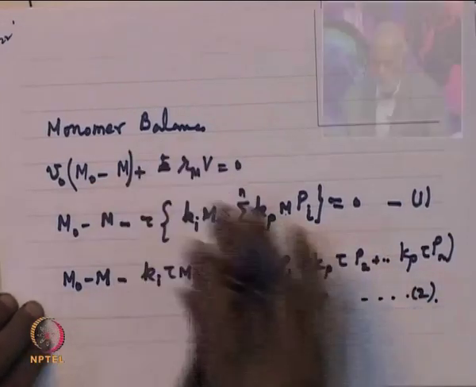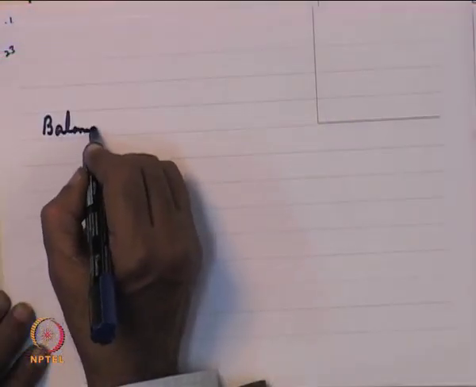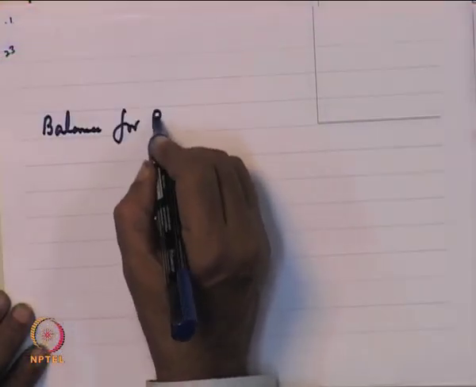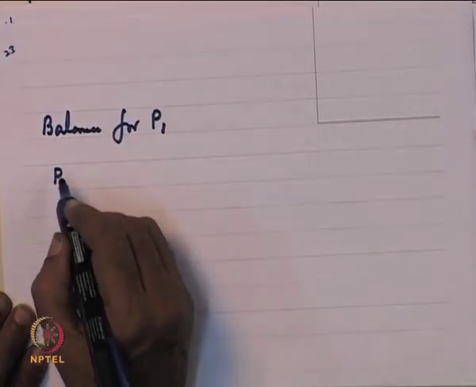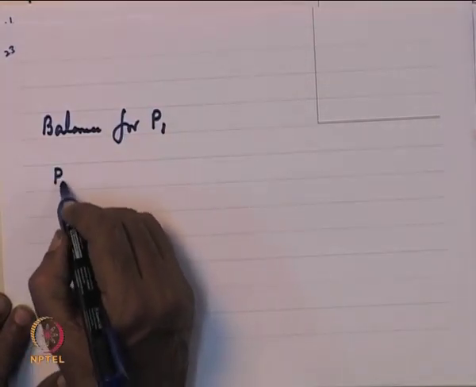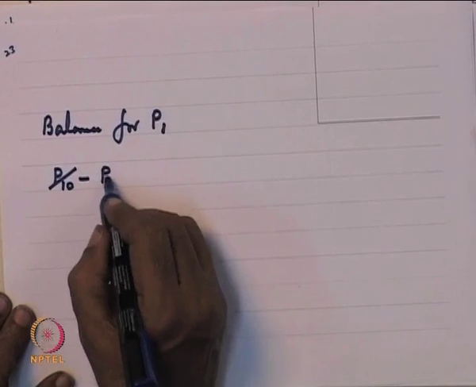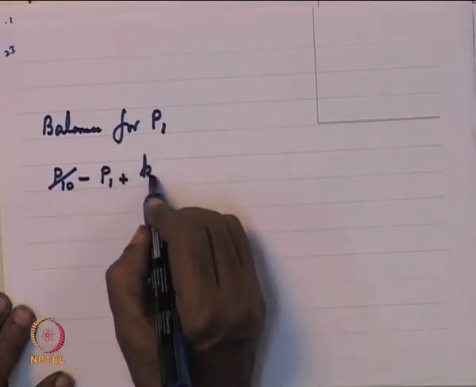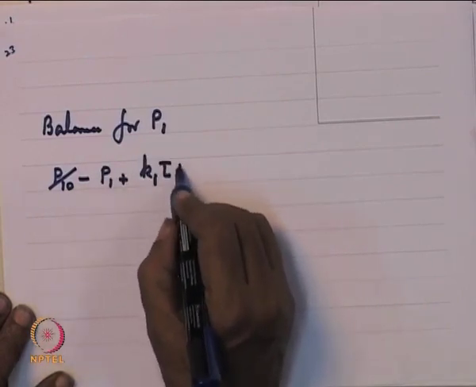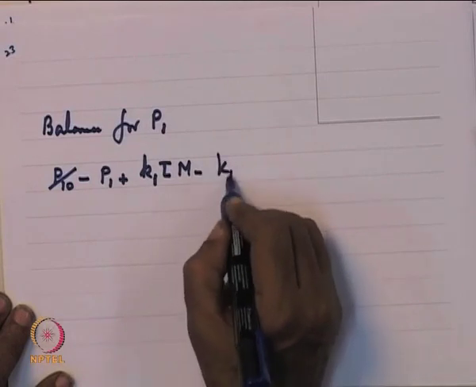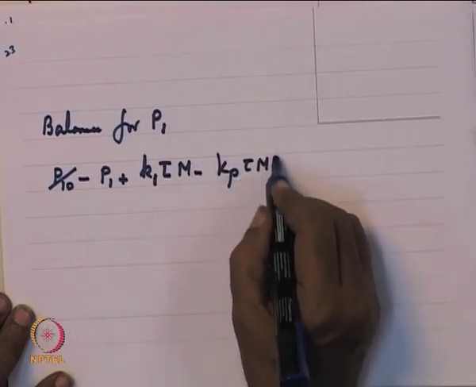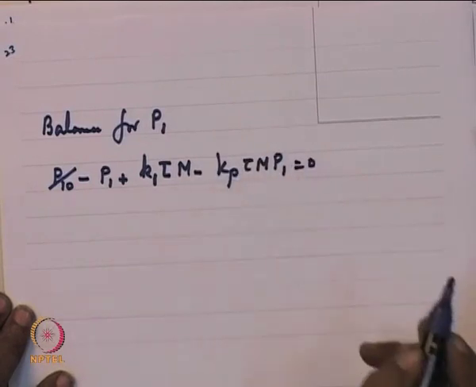So, this is equation 1 or 2 or whatever. We have written the monomer balance, and we have to write one of the polymer balances so that we can do all the simplifications. So, let us write the balance for P1. You have P1, P1 naught is not there, minus P1 plus K_I tau m minus K_p tau m P1 equal to 0. I hope this is clear.